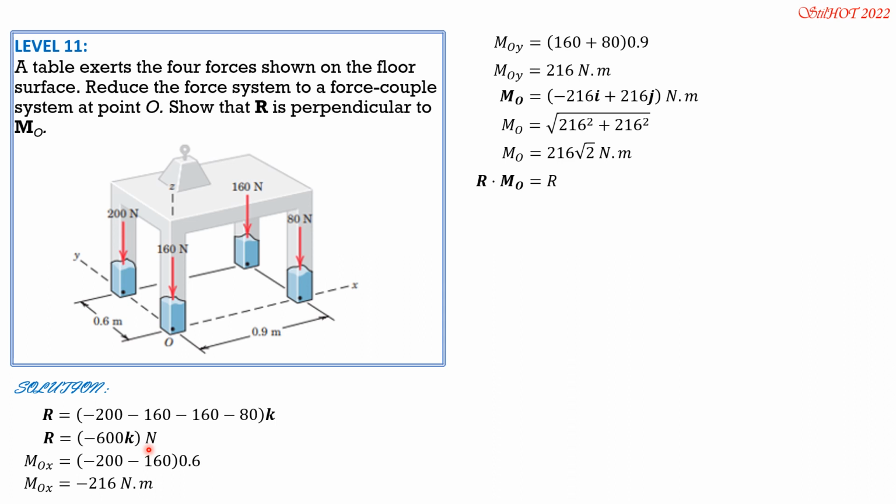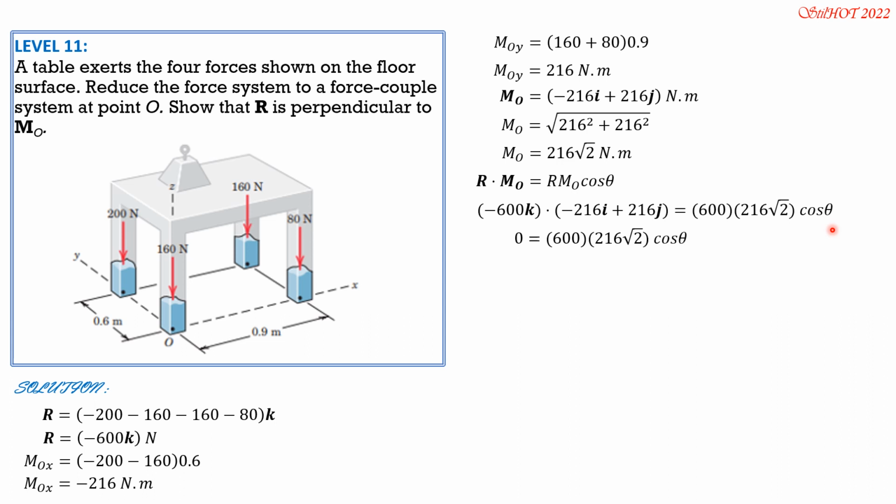So R dot MO is obviously 0, because R is along k, and MO has negative 216i and 216j. There's no k there, so definitely the dot product is 0. R dot MO is equal to R times the magnitude of MO, times cosine of the angle between them. Because the left side is 0, the inverse cosine of 0 is 90 degrees. So the angle between R and MO is 90 degrees, which shows that R is perpendicular to MO.